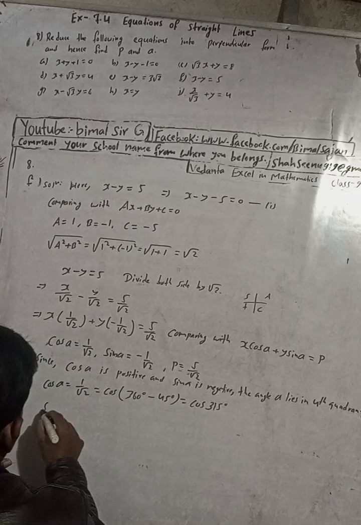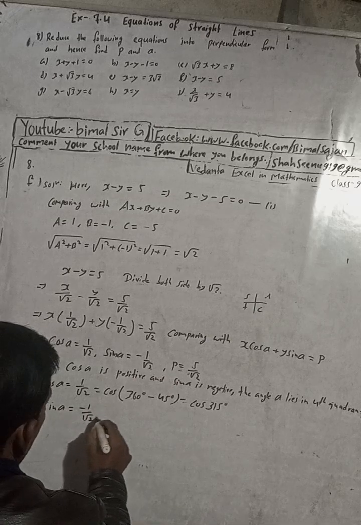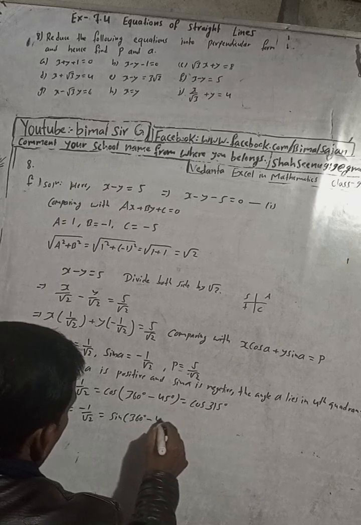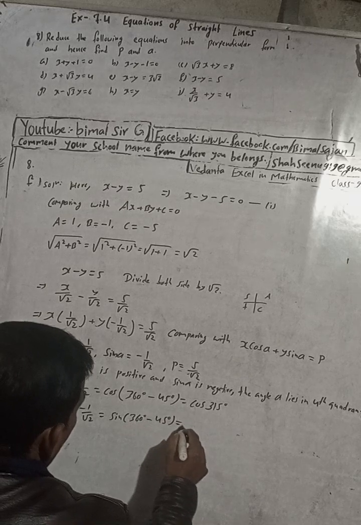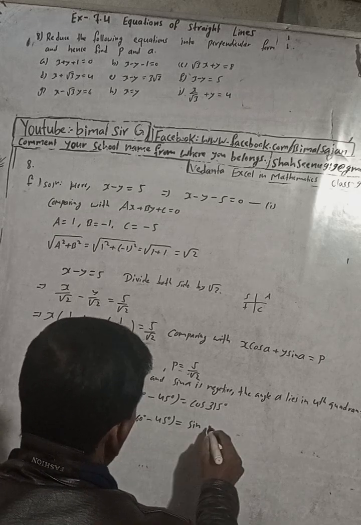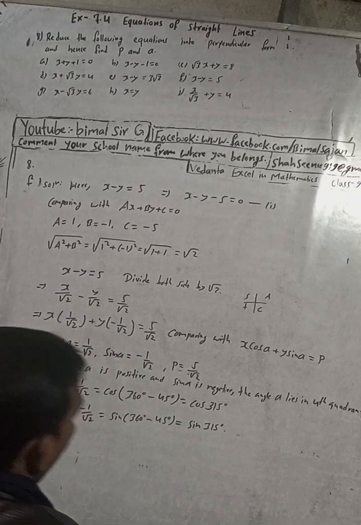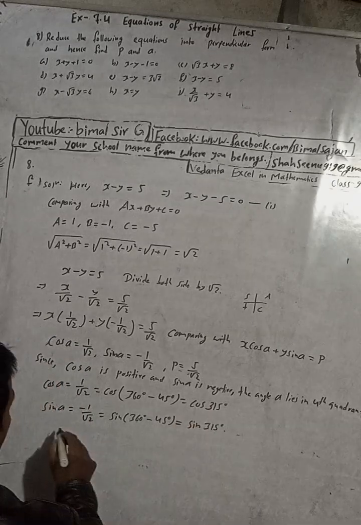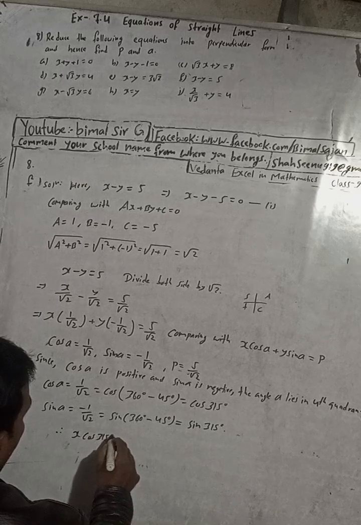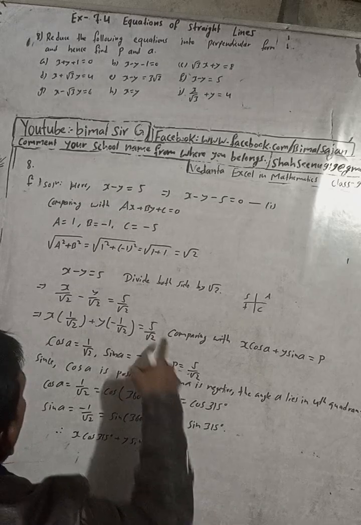Again, now sin alpha is equal to minus 1 by root 2. This is equal to sin 360 degree minus 45 degree. Now this can be written as sin 315 degree. Okay, we got cos alpha and sin alpha. Now we can write, therefore, x cos 315 degree plus y sin 315 degree is equal to 5 by root 2.